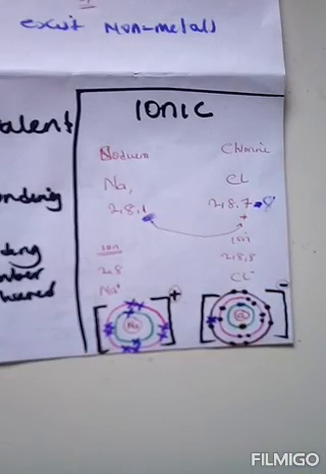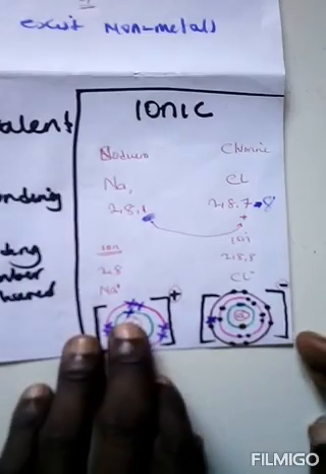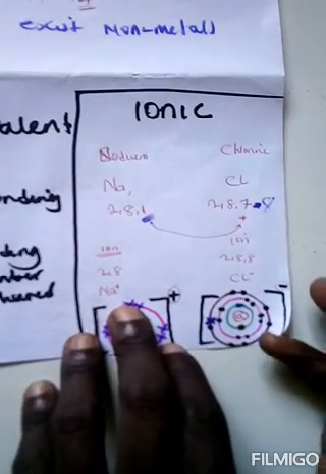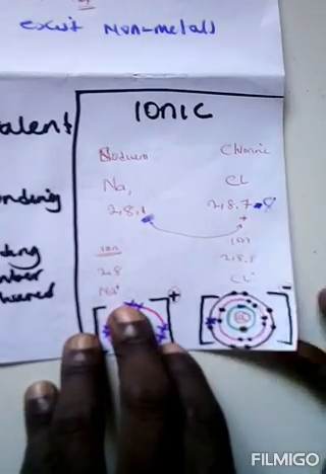So the bond is between this ion and this ion. That's why it's called an ionic type of bonding. Those elements in groups 1, 2, 3 of the periodic table will form a bond with elements in groups 6, 7 of the periodic table. So this type of bonding is called electrovalent bonding or ionic bonding.